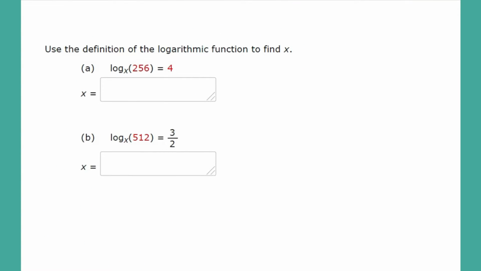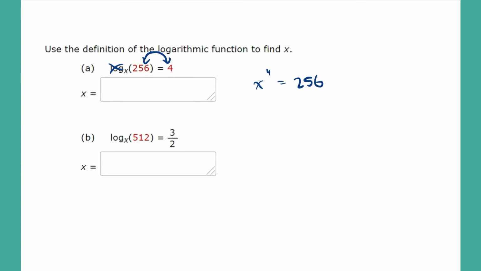Okay, let's look at this one. So this time they already have the equal sign for us. And so let's convert this to exponential form by crossing out the word log and swapping these two numbers. The base is x this time. The exponent is 4, and that equals 256.